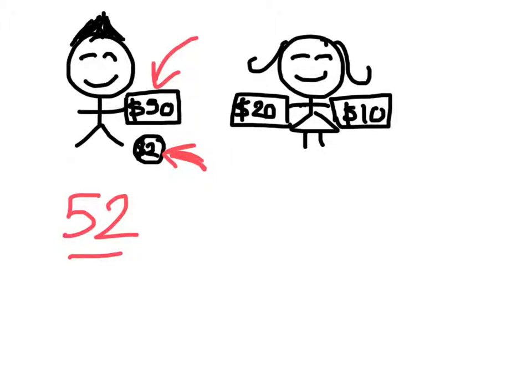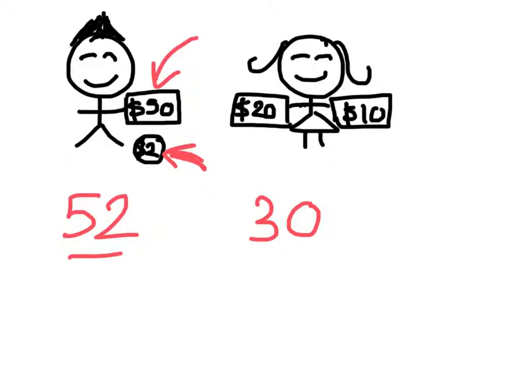Mary has a $20 note and a $10 note. 20 plus 10. Work that one out. How much money has Mary got? Hopefully you've got $30. Because 2 plus 1 is 3, so 20 plus 10 must be 30.